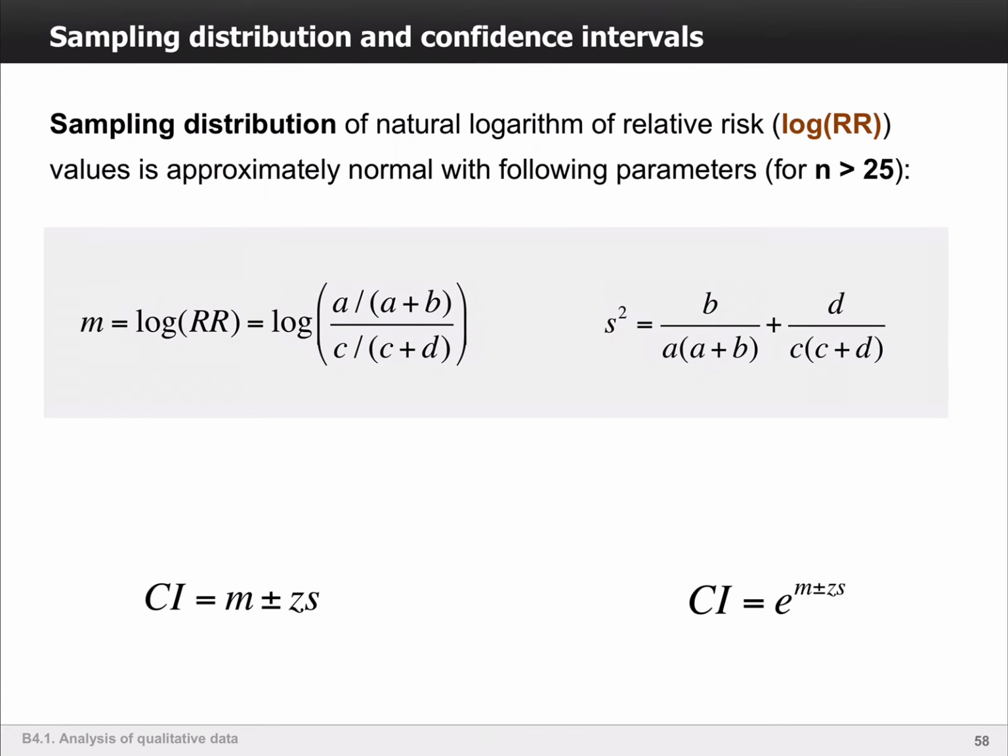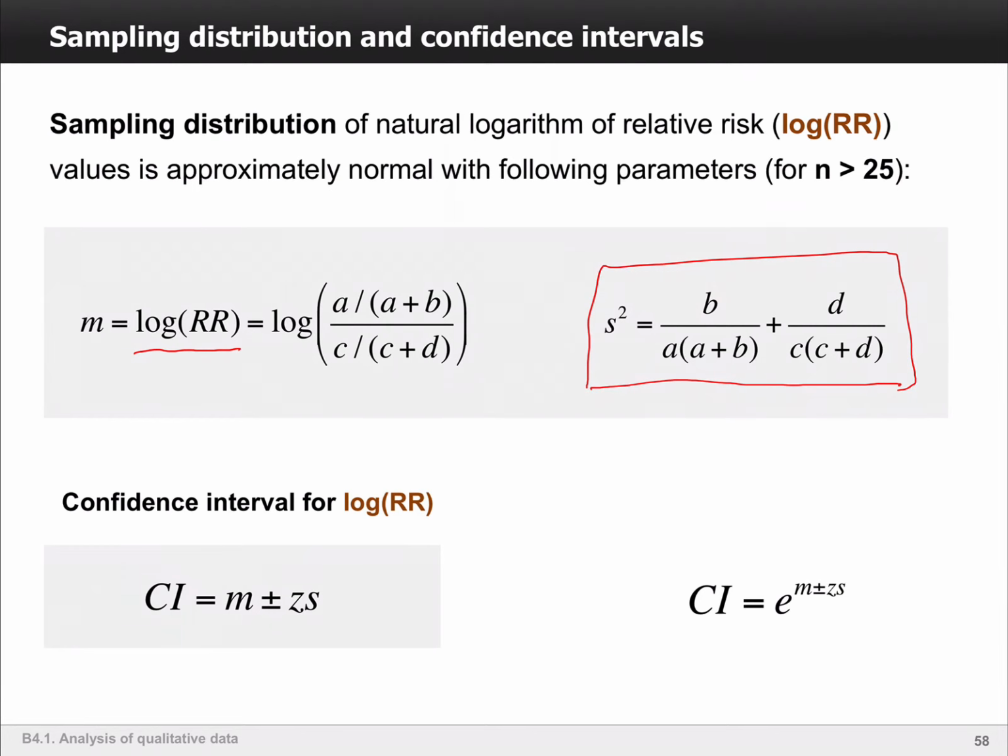Now, the problem is that the relative risk itself doesn't have any distribution. However, if we take a logarithm of the relative risk, then the distribution will be approximately normal. So we can use normal distribution. In this case, the average will be the logarithm of relative risk, and the variance is calculated using these formulas. Then you can calculate confidence interval, or you can calculate the z-value and make a test.